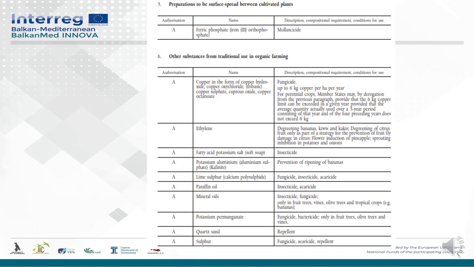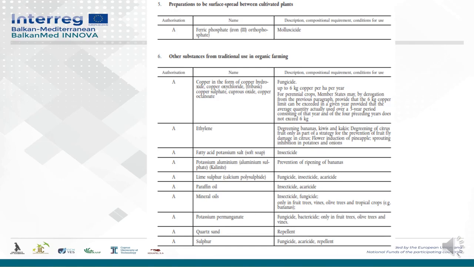For perennial crops, member states may provide a derogation from the previous paragraph, provided that the 6 kilogram copper limit can be exceeded in a given year, provided that the average quantity actually used over a 5-year period consisting of that year and of the 4 preceding years does not exceed 6 kilograms.